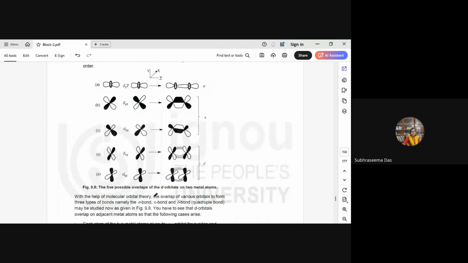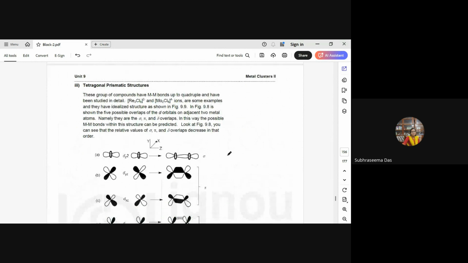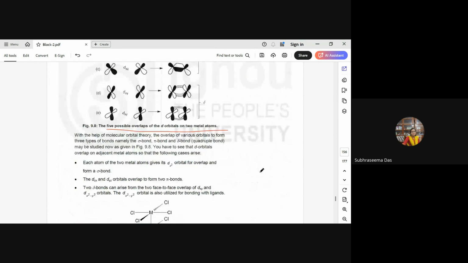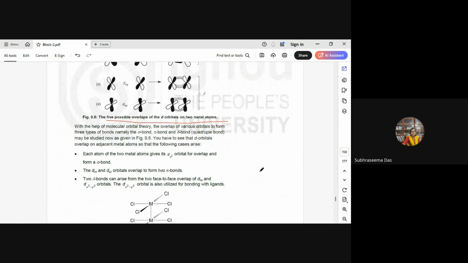Here in figure 9.8, the five possible overlaps of the d orbitals on the metal atoms are shown. Of these five overlaps, they are the sigma, pi and delta. The possible M-M overlaps within this structure can be seen here. This is how the different types of overlaps occur between the d orbitals of the metal, and we can understand how the bonds are formed. With the help of molecular orbital theory, the overlap of various orbitals to form three types of bond, that is sigma, pi and delta, has been shown.